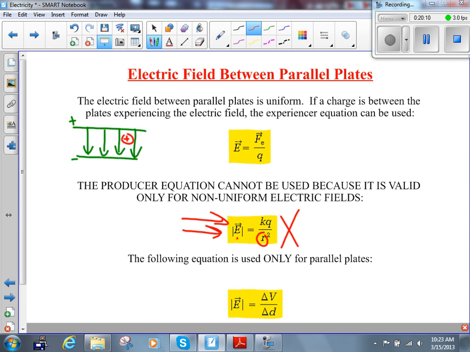Now, we do have one more equation that is valid for parallel plates or anytime we have a uniform field. There's the first one, of course, E is equal to F over Q. And now we've got this last one, E is equal to delta V over delta D. There's a couple of terms in here that you're not quite familiar with. Delta D, be careful with that, is not how far the charge has moved or anything like that. It is quite simply the distance between the plates.